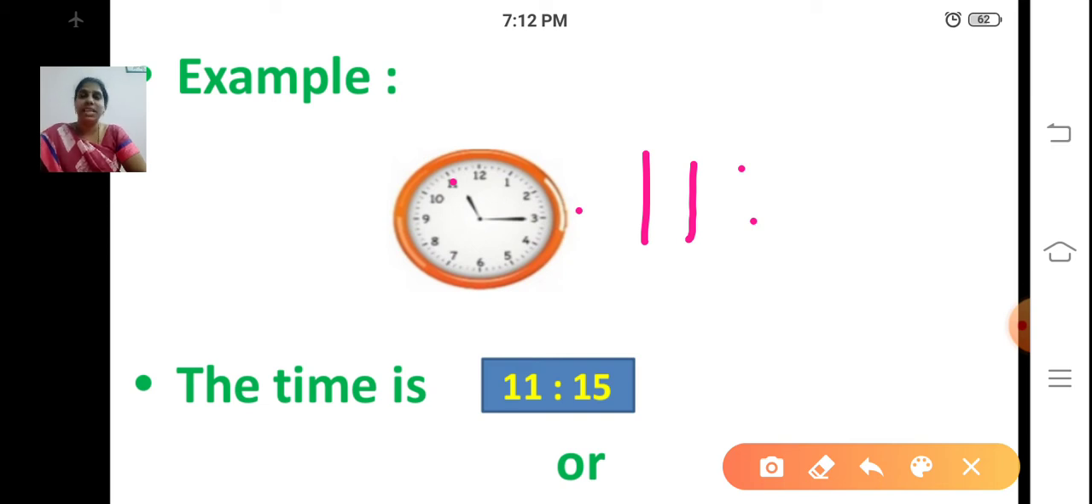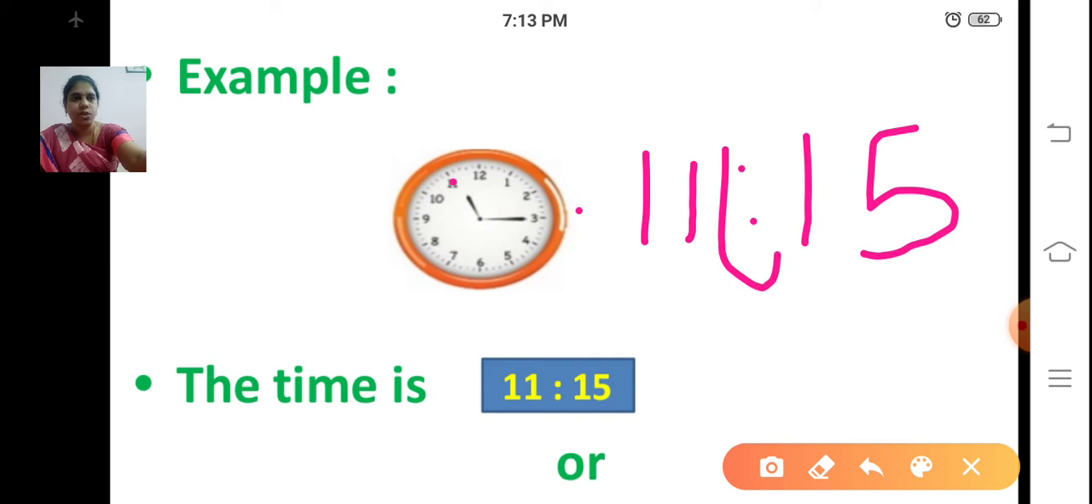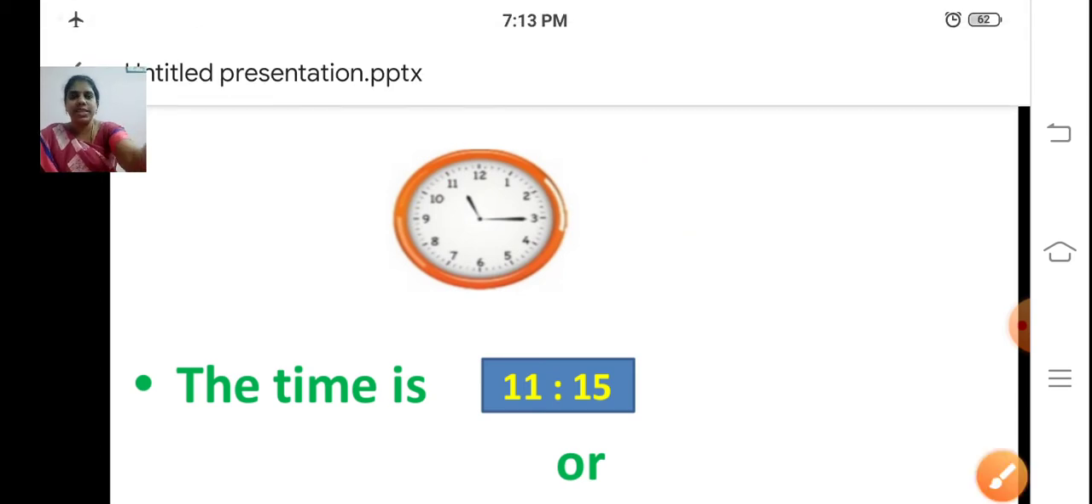So how many minutes? If it is at 3, multiply by 5. Whatever number it is at, you should multiply by 5. If it is at 2 also, you should multiply by 5 and write the minutes. Now it is at 3, right? So 3 into 5, 15 minutes. So 11:15. So 11 hours, 15 minutes. Hours and minutes are separated by this colon. How will you say this time? 11:15, right? Now how to write this in quarter past?